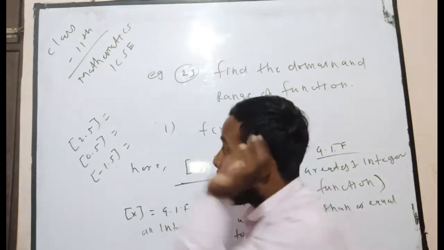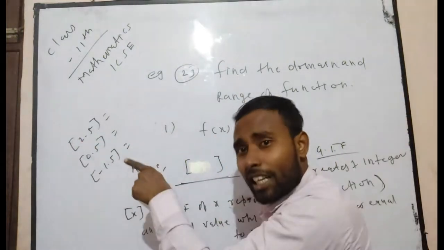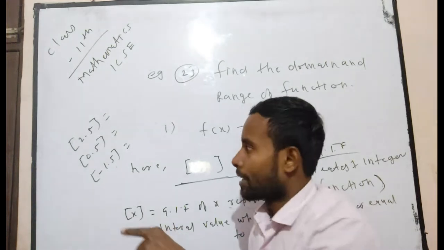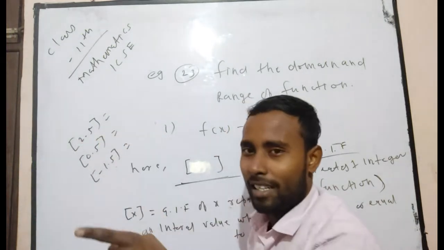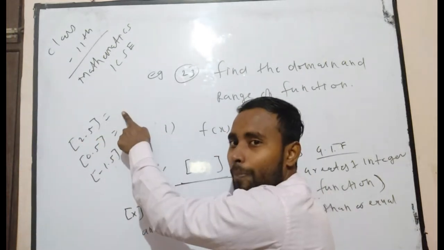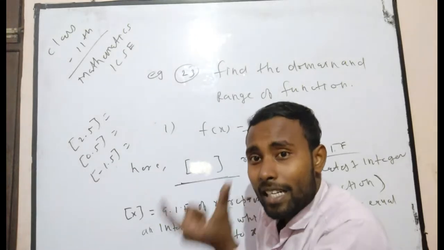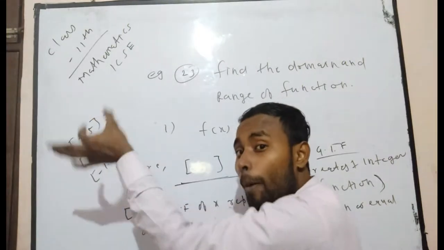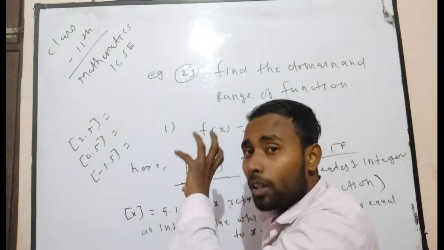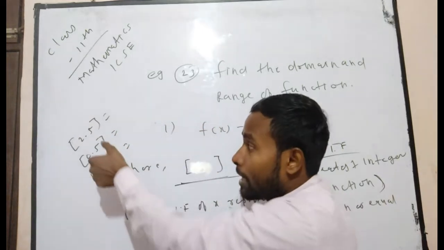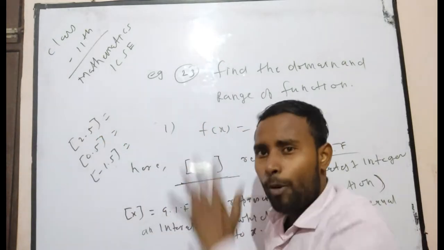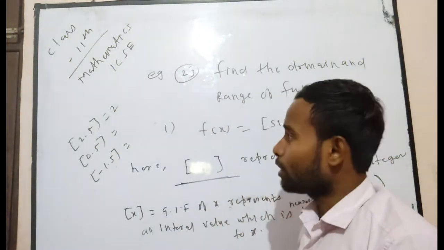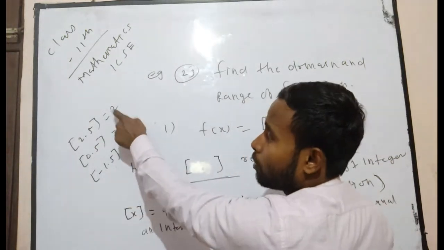The nearest integral value about 2.5 is either equal to 2.5 or less than 2.5. As you know, 2.5 is not an integer, so it can't be equal to 2.5. Then you have to take the nearest integral value. What is the nearest integral value around 2.5 which is less than 2.5? Definitely you will tell me 2.